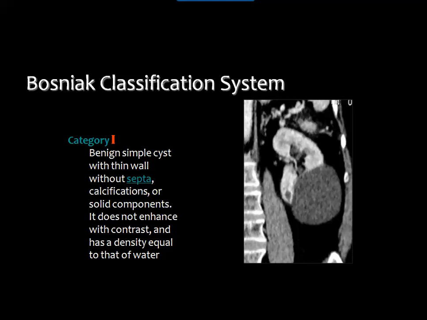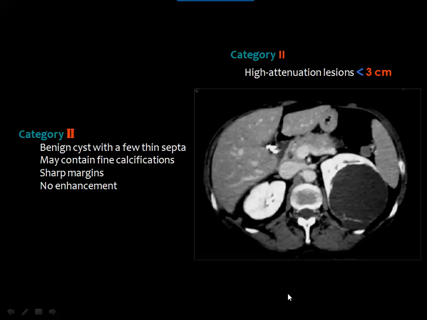Category number 1 is the simple renal cyst with the previously mentioned 7 criteria: a cystic lesion with paper thin wall, clear water content, and sharp, well-defined margin with no evidence of septation, no calcification, no mural nodules, and no enhancement. Then category number 2.